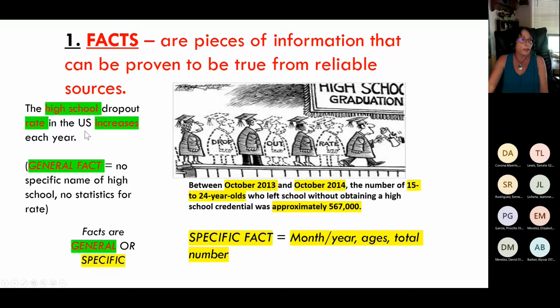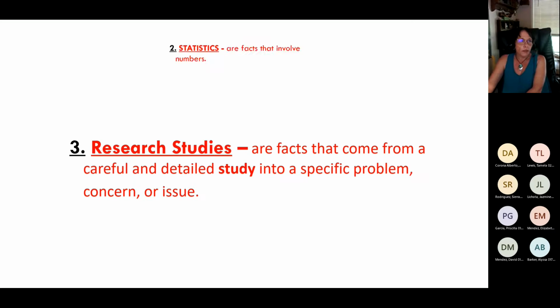The high school dropout rate in the U.S. increases each year. Don't know what high school, don't know what the rate is, don't know how much it increases. Over here is a specific fact because it gives you that specific information. It gives dates, October 2013 and October 2014. It gives an age for the students and it gives a number. So it's specific. So when you're looking at facts, it depends on what you need. And we're going to talk about where general and specific facts work best in paragraphs in a little bit.